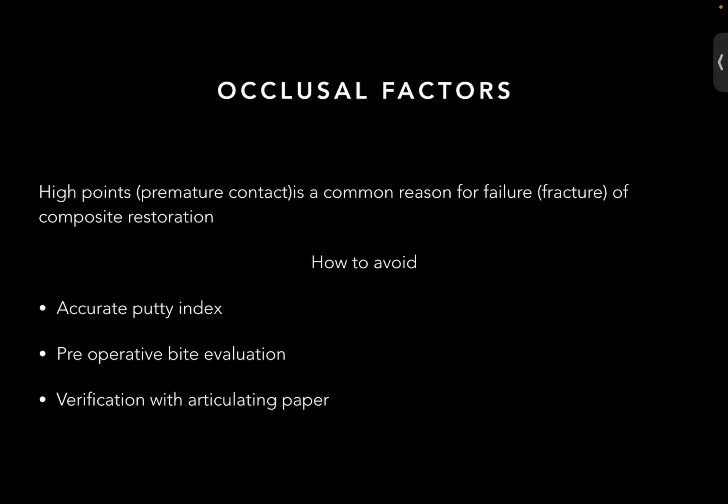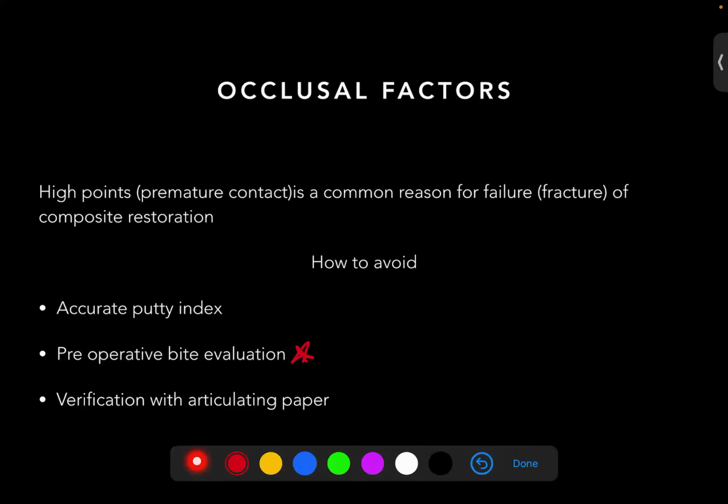Occlusal factors. It happens a lot of times that we do a very beautiful restoration, polychromatic, very good halo effect, everything is nice, but we forget to check the high points. And that is the worst thing which can happen. You did a very beautiful restoration, but because of a high point, the restoration is now dislodged. You can avoid this with the help of a putty index. A lot of people ignore this, but preoperative bite evaluation and occlusal evaluation is very important. This will give you a better idea, and obviously verification with articulating paper.